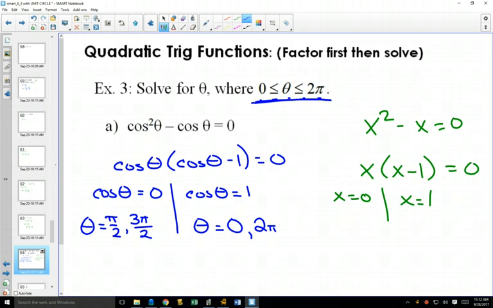You will get some questions in your homework that look a lot like this, but it might be that they don't include one of those. So if the domain was written this way, you notice there's no equal sign underneath that second inequality, then 2 pi wouldn't be part of your answer. And if there was no equal sign on the 0, then none of those answers would be. So you always have to check your domain once you're done.